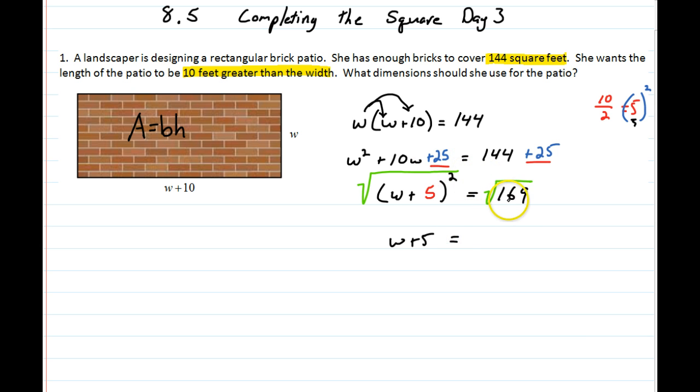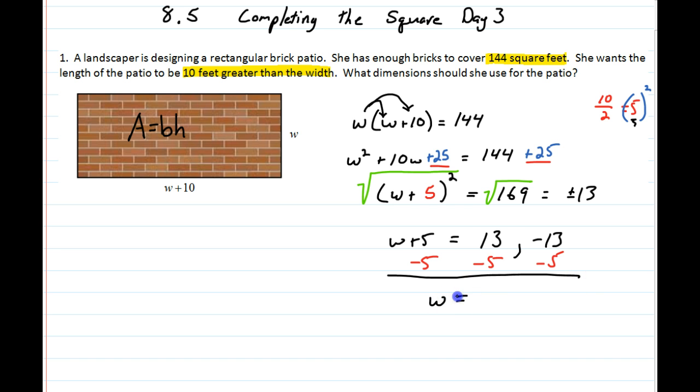Now remember, when you square root a number, you're going to get two answers, so we're going to get a positive 13 and a negative 13. If you remember the first time we did it, we wrote plus or minus. But if we split it up like this, it's going to save us a step. So now we just need to get W by itself. So we minus 5. So we get W equals 13 minus 5 is 8, and negative 13 minus 5 is negative 18.